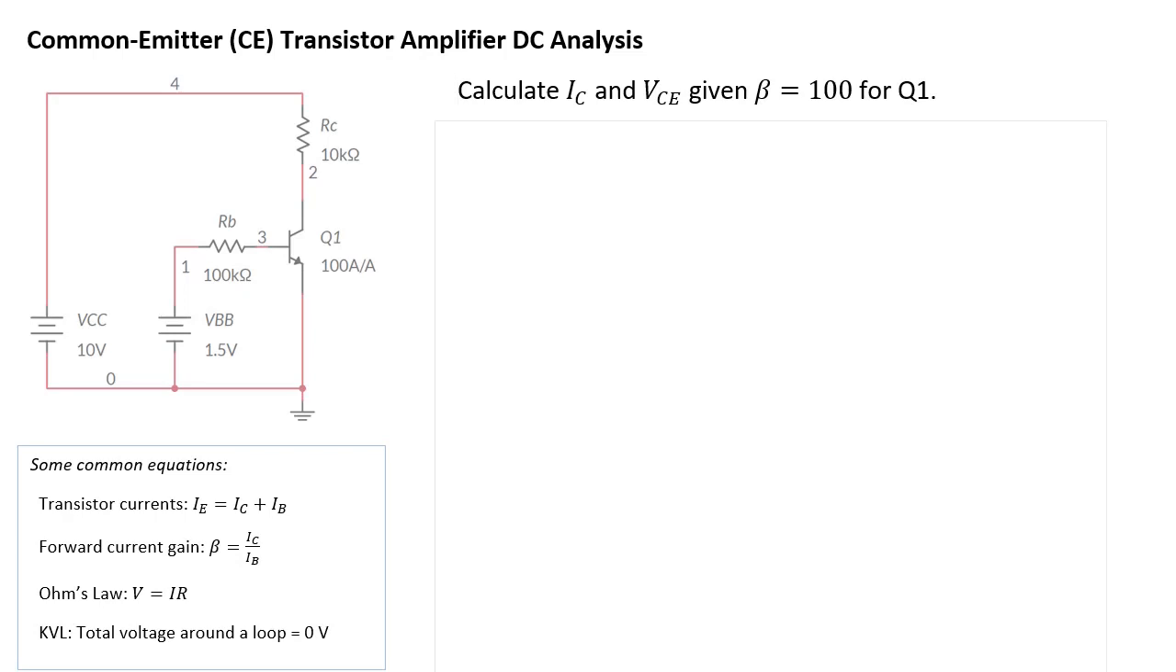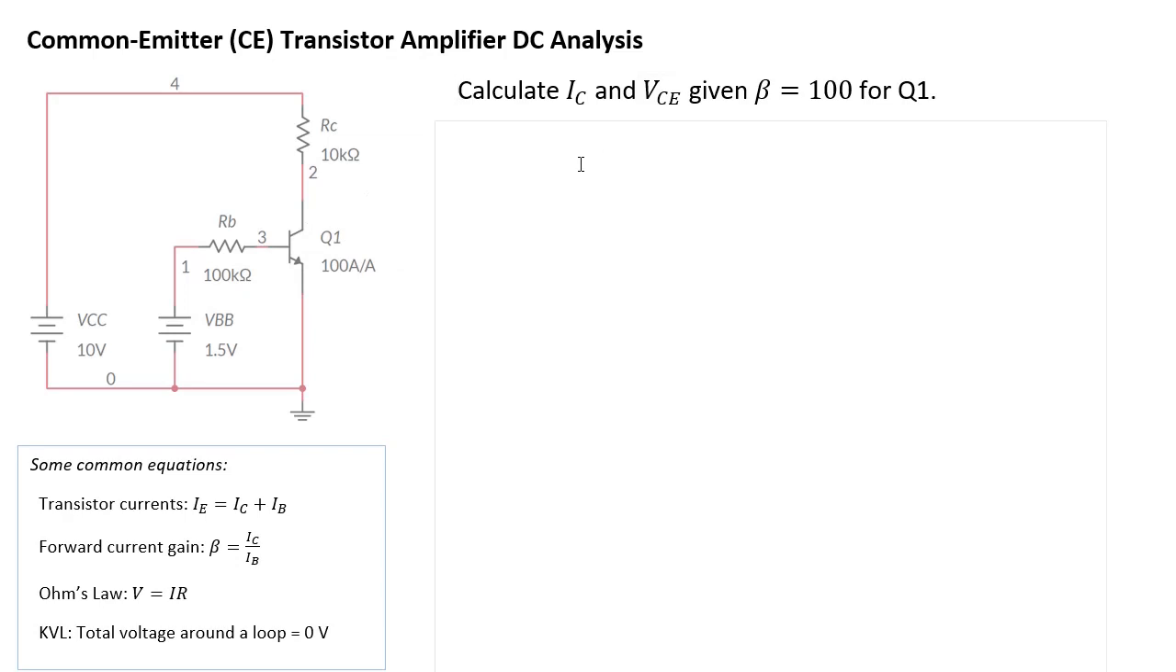Hi everyone, welcome back. In this video, I'm going to show you a DC analysis of a common emitter transistor amplifier shown on the left here. In this question, we're asked to figure out what IC is, the collector current, and what VCE is, the voltage between collector and emitter of this transistor Q1, given that beta is 100 for Q1.